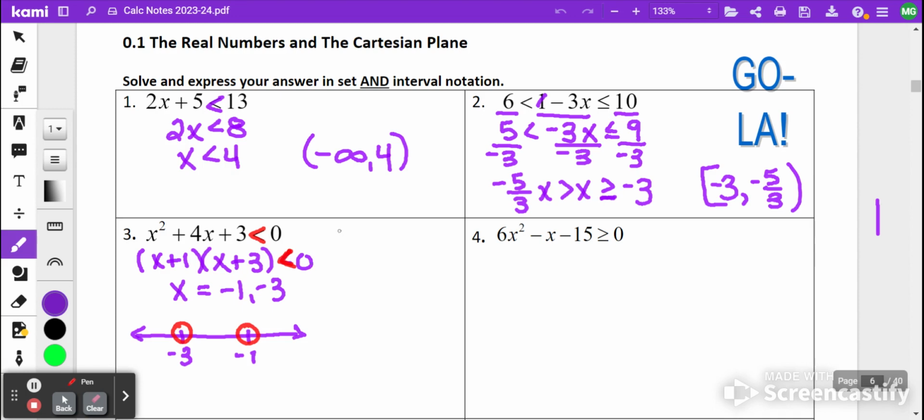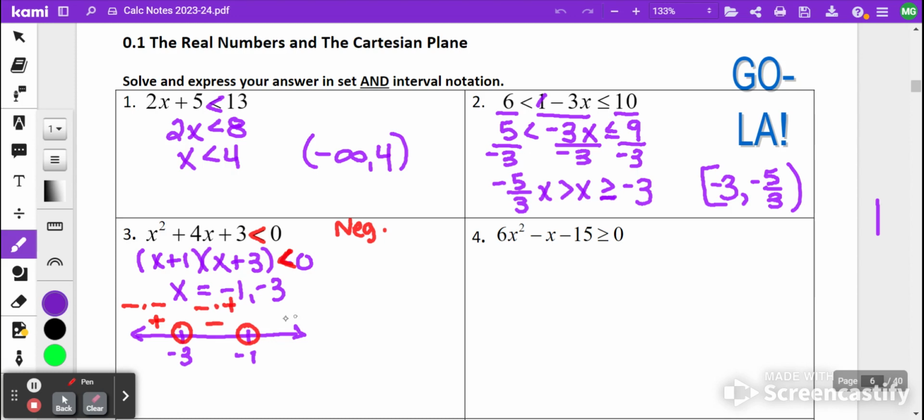In other words, we're looking for a negative number. So if we put negative 4 here, I think the easiest way to do this is to simply drop negative 4 in here. We would have negative 4 plus 1, which gives us a negative, negative 4 plus 3, which gives us a negative, and we would have a negative times a negative, which equals a positive. If we choose a number between negative 3 and negative 1, I would take negative 2. Negative 2 plus 1 is a negative. Negative 2 plus 3 is a positive. A negative times a positive is a negative.